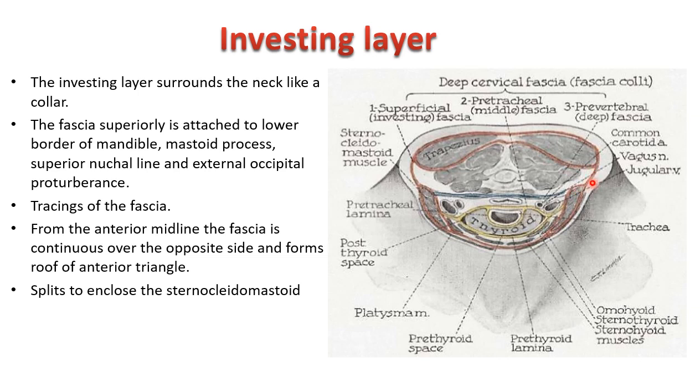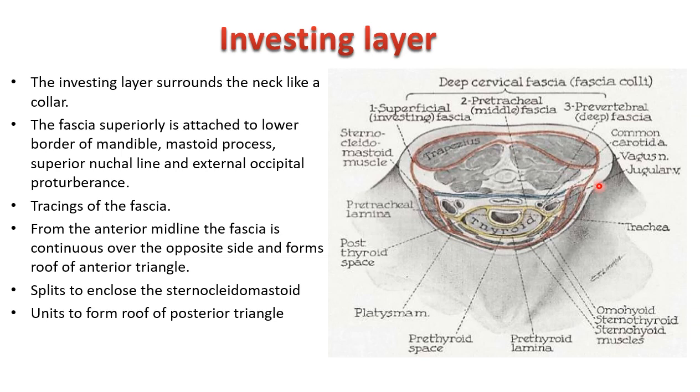So the roof of the posterior triangle is formed by the investing layer of deep cervical fascia, and again it splits to enclose the trapezius muscle. So I hope you will remember these two are the anterior and posterior boundaries of the posterior triangle. And finally, it gets attached to the ligamentum nuchae and the cervical spine.